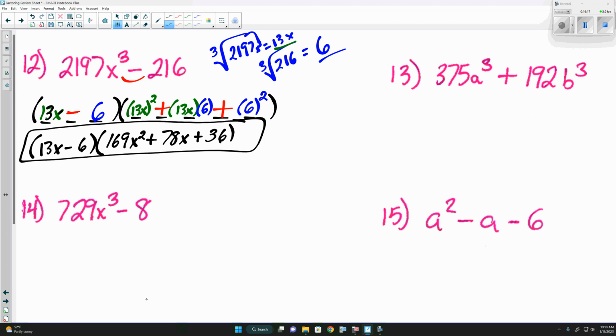Is 15 divisible by 3? Yeah, so that means 375 is divisible by 3 for sure, yes? Well, 9 would be the next one, but 15 is not divisible by 9. So let's try 3 first. So I will factor the 3 out. 375 divided by 3 is 125. A to the third. Plus 192 divided by 3 is 64. Now, is 125 a perfect cube?